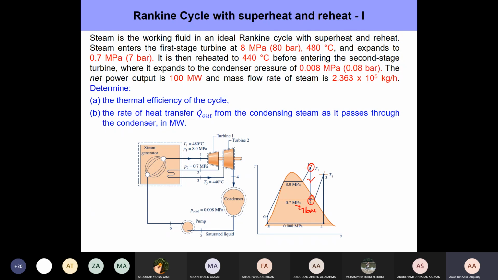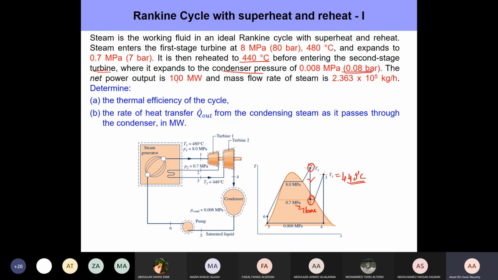It reaches state 2, and then at state 2 we reheat it to 440 degrees Celsius. So it's reheated from 2 to 3, and T3 is 440 degrees Celsius. The pressure is the same, 7 bar, and at this condition it enters the second stage turbine. In the second stage turbine, it expands all the way down to condenser pressure, which is pretty small, 0.08 bar. It's much smaller than the atmospheric pressure.